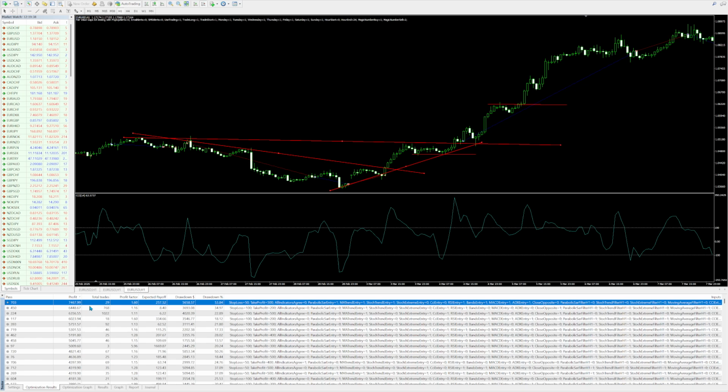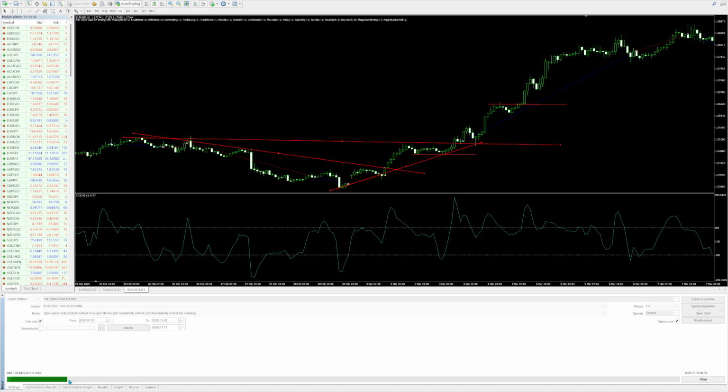As you can see, we have some decent-ish results coming in. This optimization is going to take longer because we've chosen a longer time period. We've added an extra year. We're still on the 1 hour chart time frame.